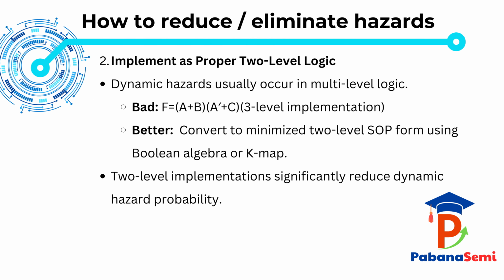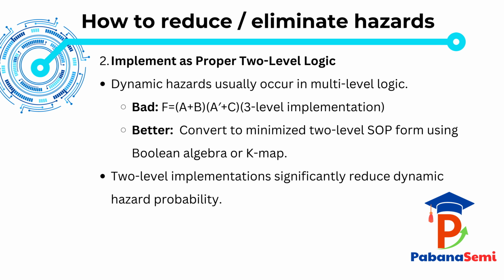Let's look at the second method to reduce hazards, implementing logic as proper 2-level logic. Dynamic hazards usually occur in multi-level logic, where signals pass through 3 or more gate stages. For example, consider F equals A plus B A prime C. If this is implemented directly with multiple gate levels, the signal splits, recombines, and passes through uneven path depths. This creates different arrival times at the output, increasing the probability of dynamic hazards. So this is the bad implementation, a multi-level structure.